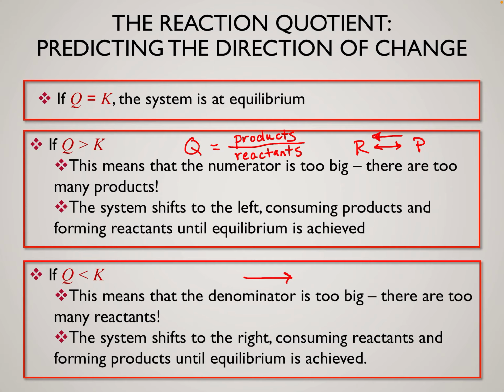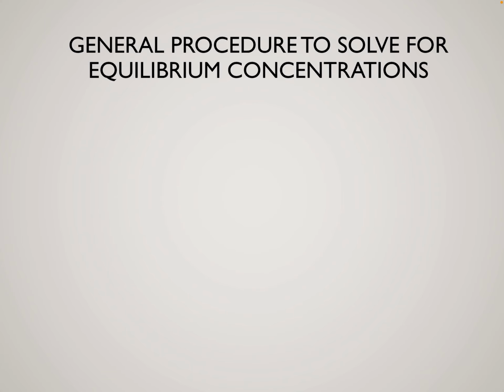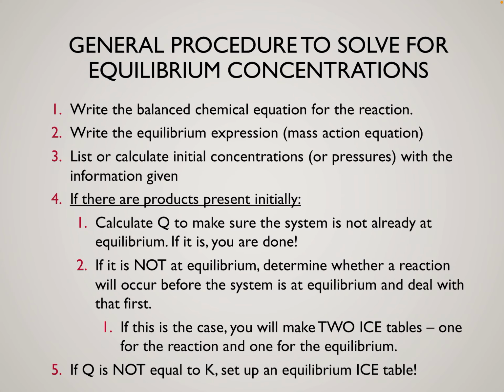So whatever you're given, your starting concentrations, the first thing you're going to do is calculate Q. And then you're going to see, okay, how does Q relate to K? Is Q equal to K? Great, I'm done. Is Q bigger than K? Then we're going to shift to the left. If Q is smaller than K, then we're going to shift to the right. So that's really the first step. Okay, so we're going to go through all the other steps.